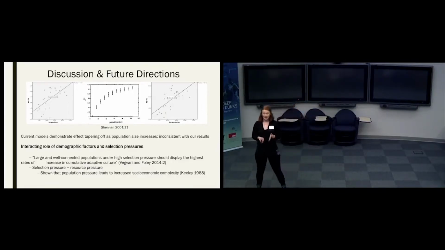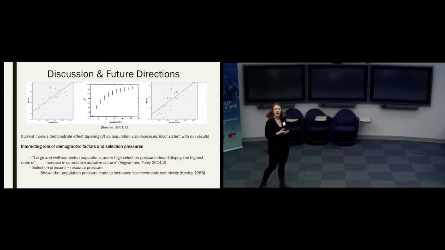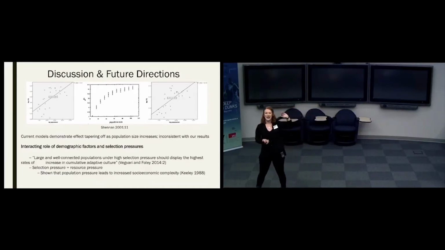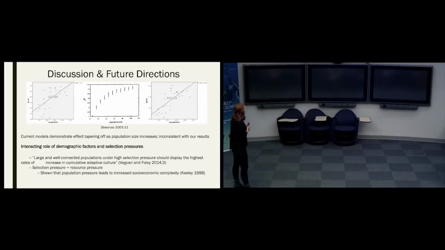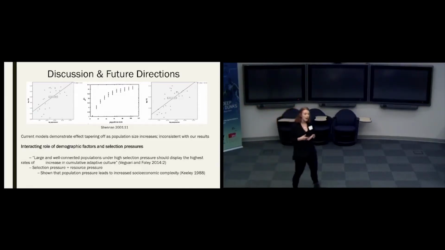It wasn't what we were expecting, especially given that, as you can see in the middle graph there, previous cultural models that use population size show this tapering off effect. As population sizes get larger, their influence on cumulative cultural evolution wanes, and this is inconsistent with our results. So what we're actually going to be looking at now is the interacting role of demographic factors and selection pressure.